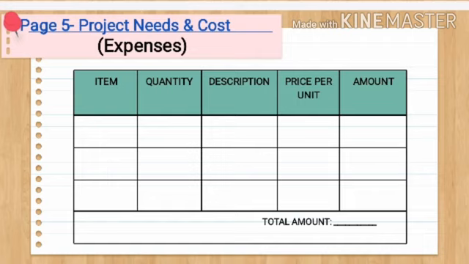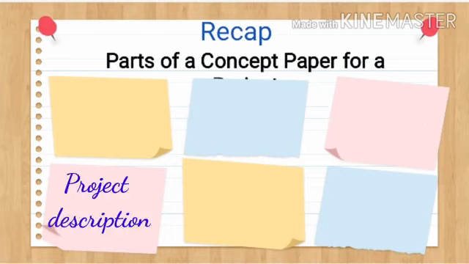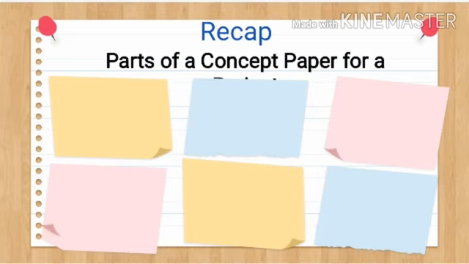So we are done. Let's have the recap. What are again the parts of a concept paper for a project? We have the cover page, the introduction, the rationale, the project description, the project needs and cost, and the reference.